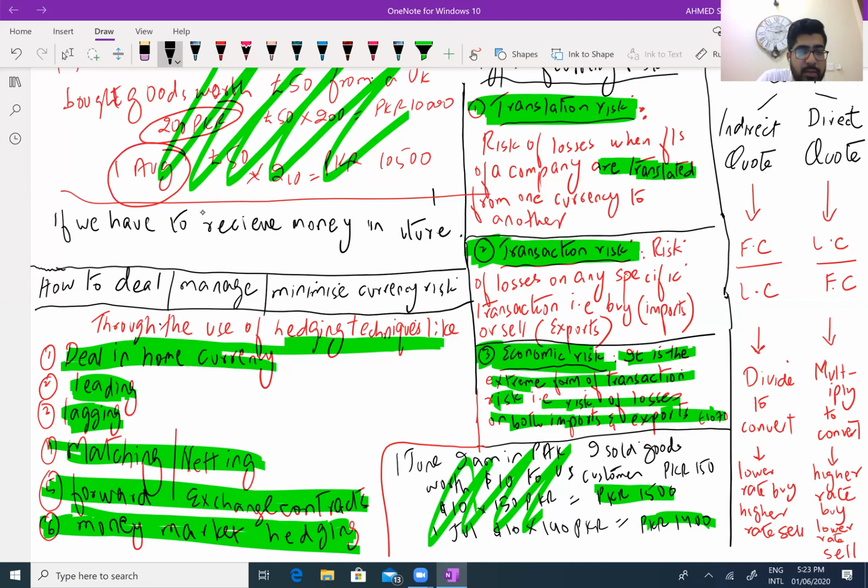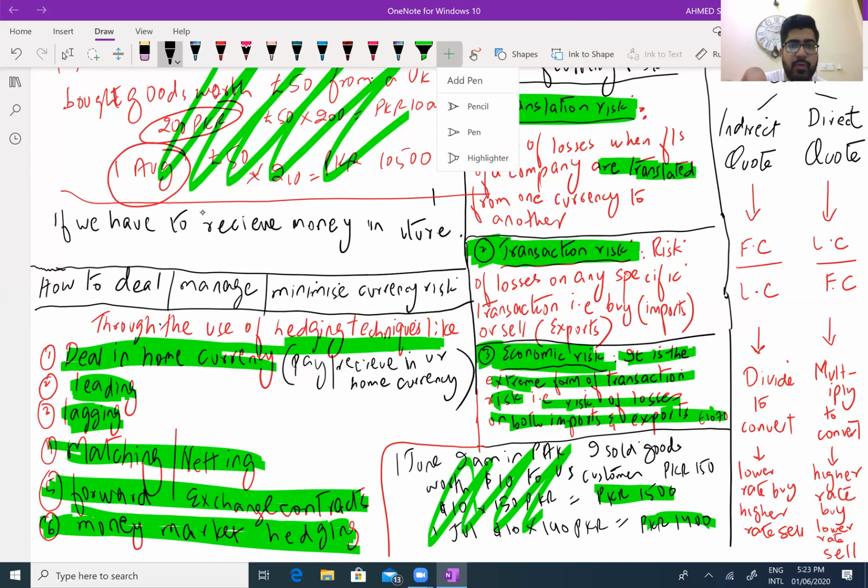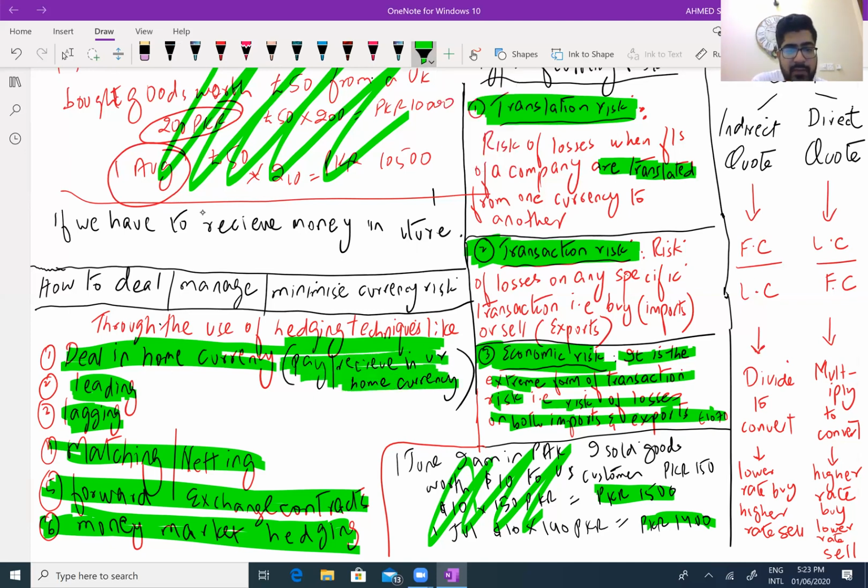Now, deal in home currency states: pay or receive in your home currency. Deal in home currency states that if you want to deal with, manage, or minimize currency risk, pay or receive in your home currency. I think that's quite valid.